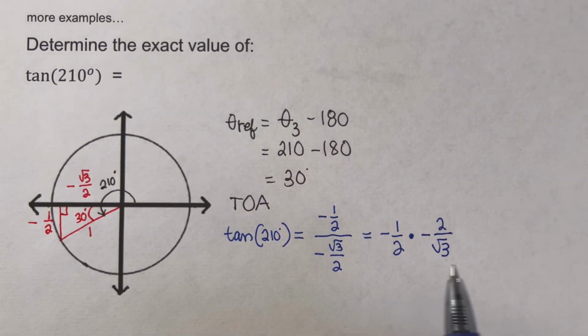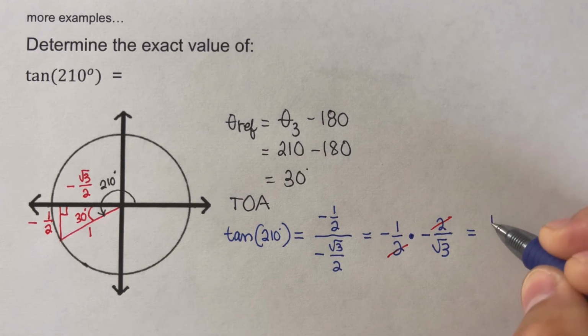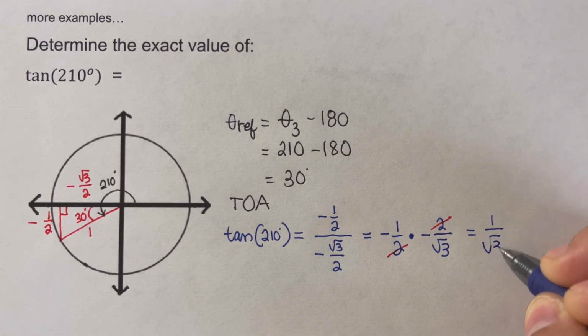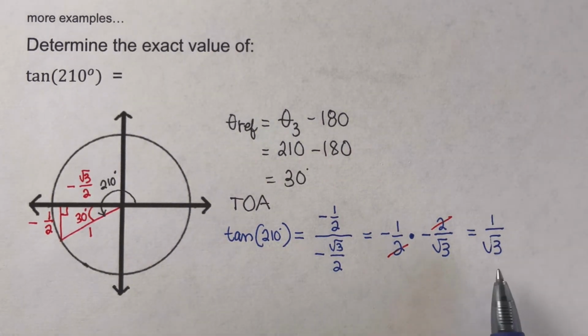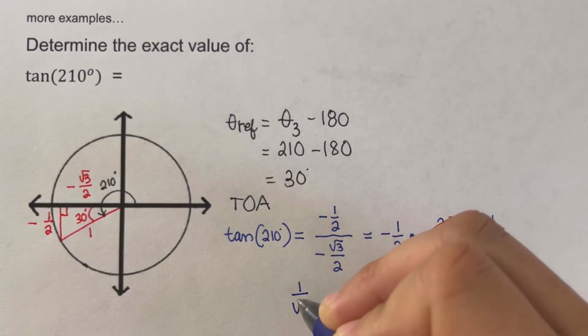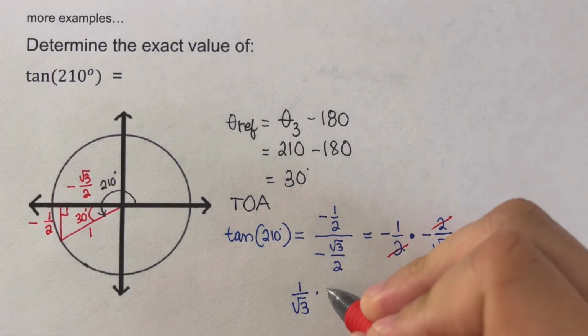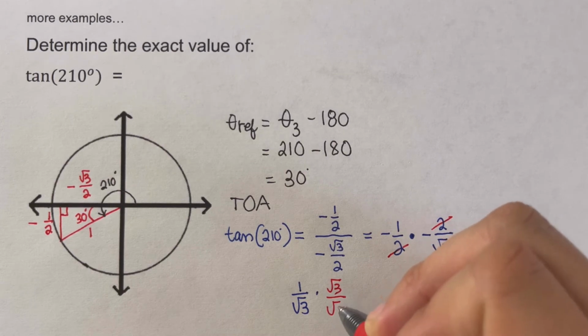So then we can go ahead and multiply them across. We can cross the 2 out. So we are left with 1 over square root of 3. Now, what we are going to do is rationalize the denominator since this is square root of 3. Remember, when we rationalize, if we have 1 over square root of 3, we are going to multiply by square root of 3 over square root of 3.